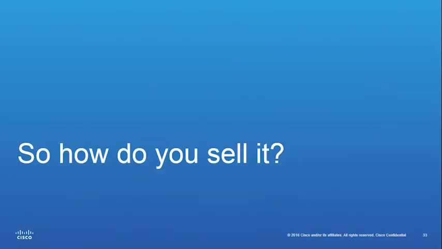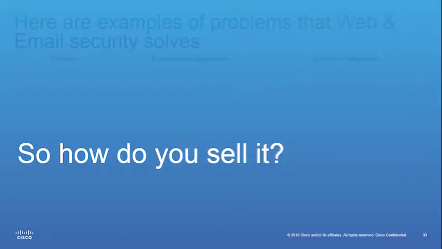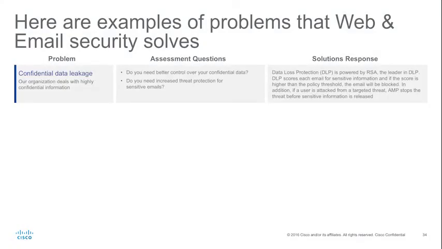But what should you look for in order to best position and sell these solutions? As we've looked at before, here are some examples of customer needs addressed by web and email security. If a customer is worried about confidential issues, you might ask, do you need better control over your confidential data? Do you need increased threat protection for sensitive emails?